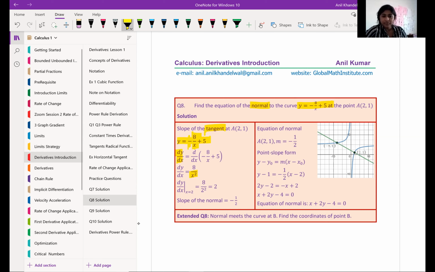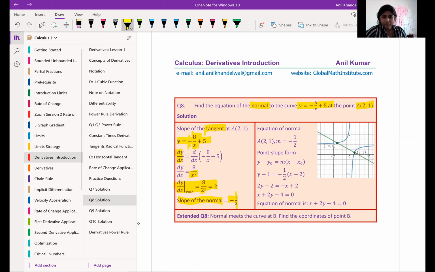Now, once we have the gradient of the function or the derivative of the function, we are given a point which is A, 2, 1. Substitute the value 2 for x and get the gradient or derivative at that particular point. That gives us the slope, right, of the tangent line. Normal will be the negative reciprocal, so the negative reciprocal is minus half of 2.